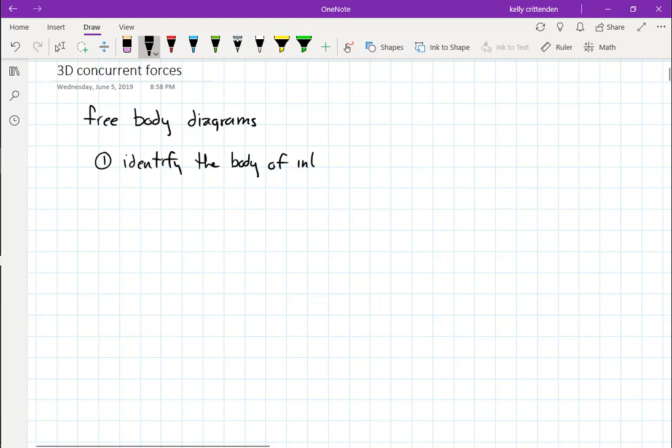And this could be a whole bunch of things. It could be part of one object. It's just whatever you're interested in solving, normally you're trying to solve some kind of stresses or strains in this body. And so you've got to identify the thing. But it could be part of this table here. It could be this whole room. It could be a rope, all different things. So you have to identify what it is you're interested in.